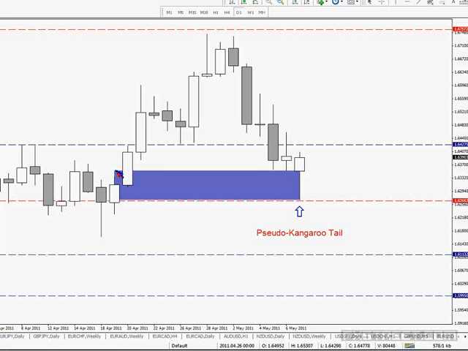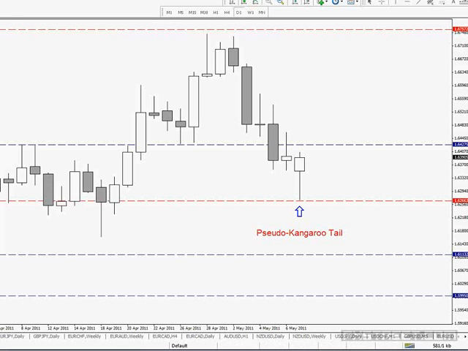And so what I like to do for these pseudo kangaroo tails is I take them too. I'll take them as well. It's only when the previous bar is really small, like this one would have been. If we had a kangaroo tail around here, with this little tiny bar, that would have also offered a pseudo kangaroo tail. And some of you may have decided that this one was a possible pseudo kangaroo tail as well.